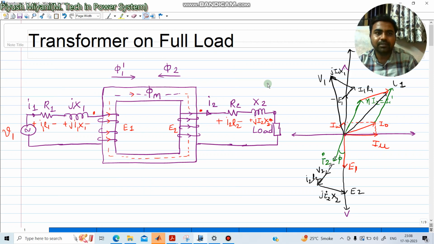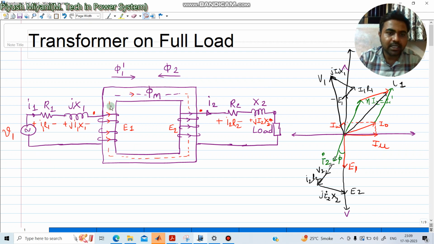In this video we are going to understand transformer operation on full load conditions. As you can see, a transformer has a core, primary windings and secondary windings. I have drawn a full circuit where I have marked the primary current I1 and the secondary current I2. When you connect a load, the transformer's secondary will start drawing some current. I have given this current the notation I2, and on the primary side I1 current will flow.